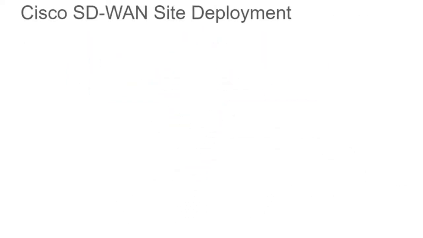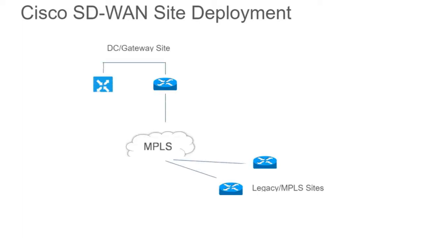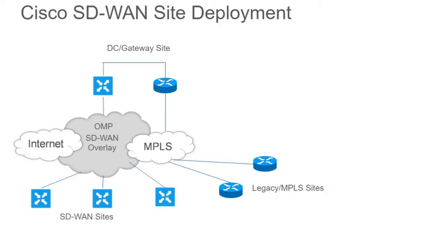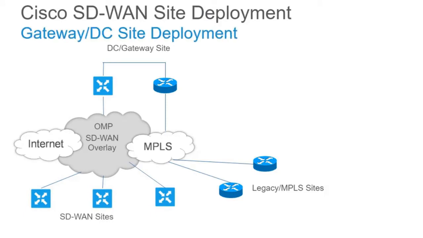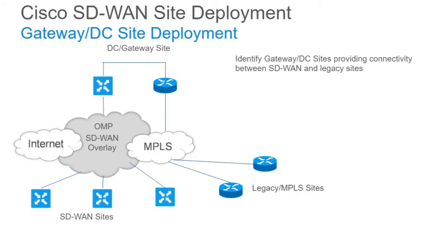There are several approaches to migrating customers from a legacy WAN to a SD-WAN. The most commonly used migration strategy is highlighted in the diagram. Step 1. Identify the gateway or data center sites that will provide the bridge between the SD-WAN domain and the legacy WAN domain.